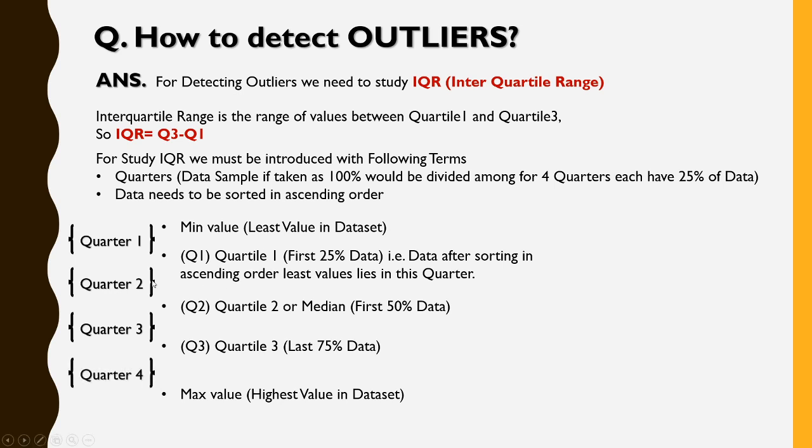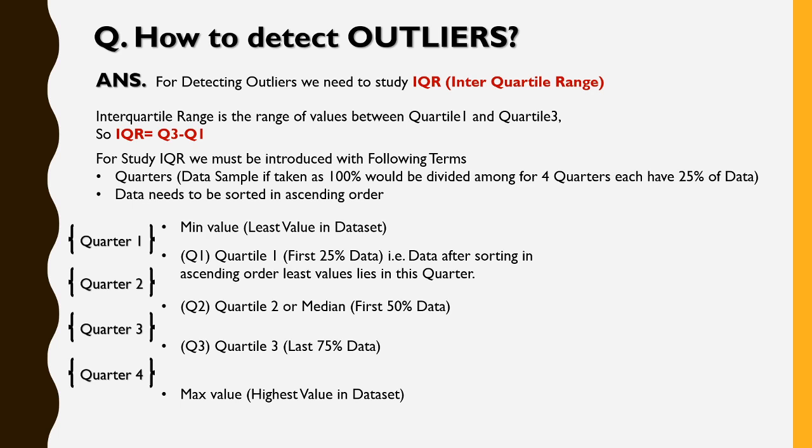So we have 4 quarters, and these 4 quarters are divided by these values: first the minimum value, then quartile 1, then quartile 2, then quartile 3, and then the maximum value. In terms of values, the minimum is my 0th value, whereas quartile 1 is my 25th value. Quartile 2 is my 50th value, or we can say it is the center of the data. Quartile 3 is my 75th value, the third partition of the data. And the last one is the maximum value, the 100th value, the last value of the data.